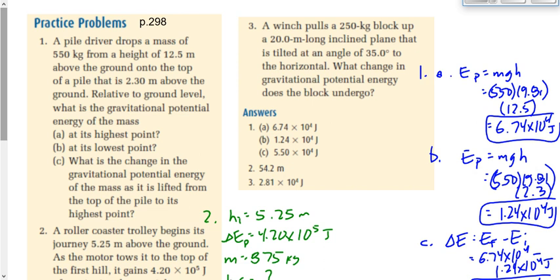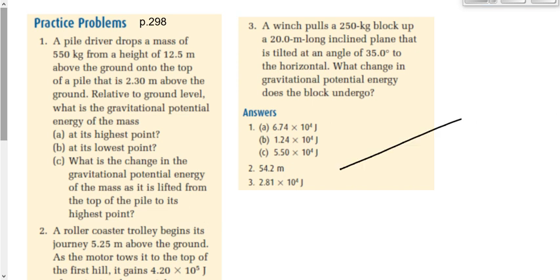All right, let's have a look at question number 3 now. This one says a winch, which is kind of just a motor that pulls a cable that hooks onto something and kind of almost tows something out. A winch pulls a 250 kilogram block up a 20 meter long inclined plane that's tilted at an angle of 35 degrees to the horizontal. What's the change in gravitational potential energy that the block undergoes?